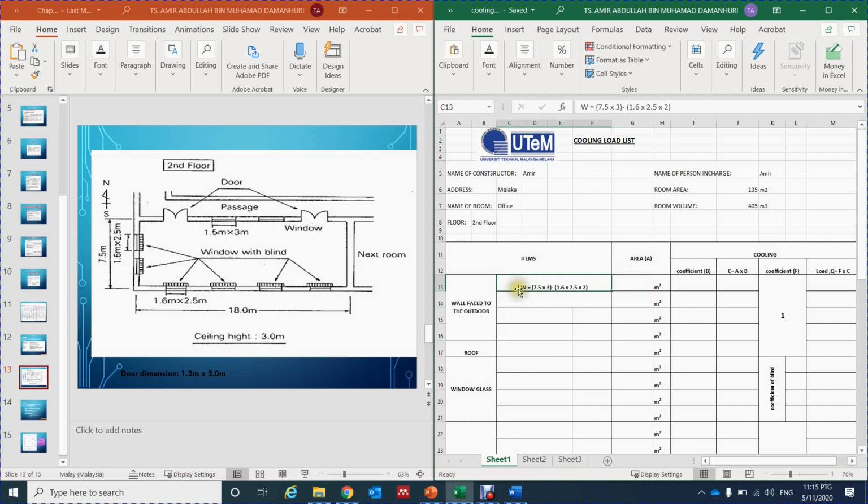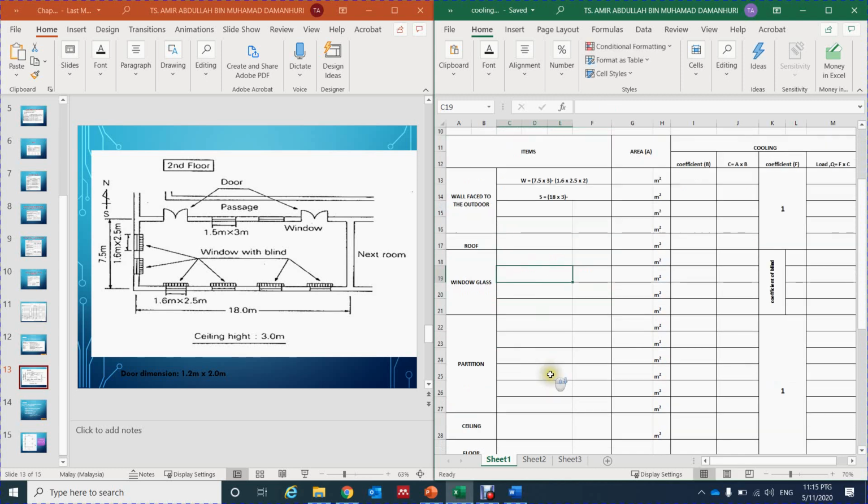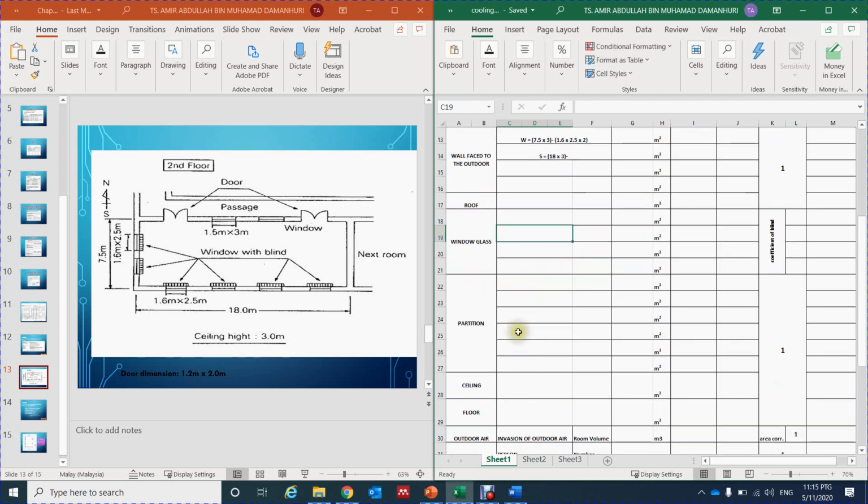So this is on the west of the wall, and then the next one we have on the south area. So south is equal to 18 meter, 18 times what is the ceiling height, it is 3, and then whatever they have in the wall that we have to measure, because we want to calculate only the wall, not the window or the glass or door, because that one will be measured and calculated on the window glass here, and then the partition or shielding here.